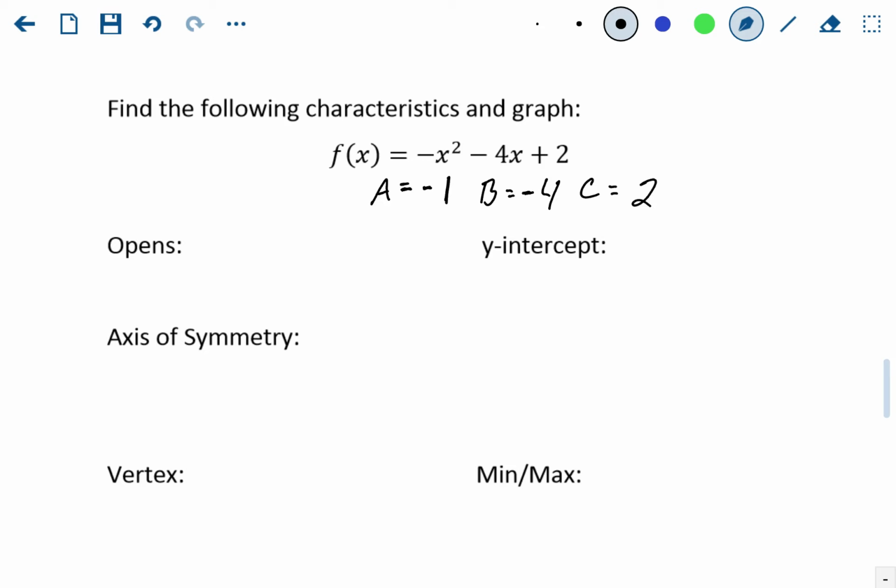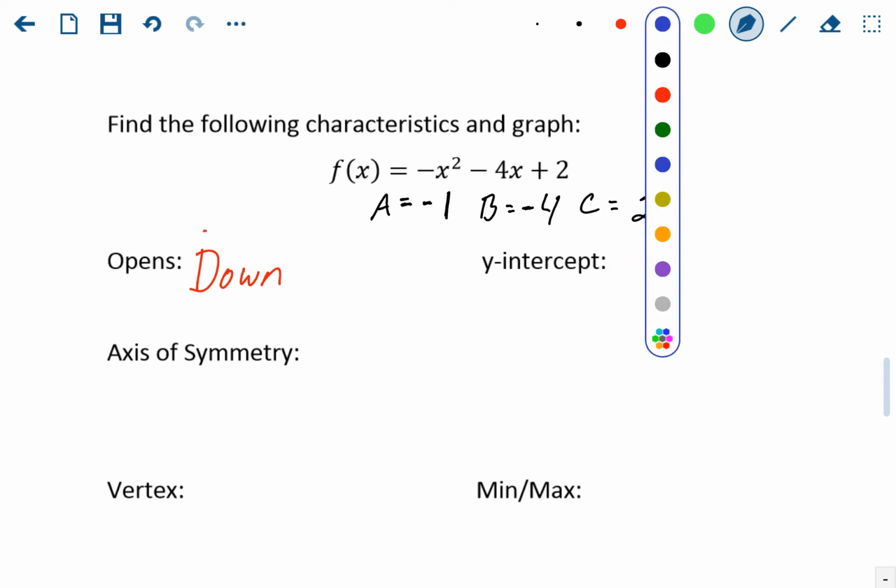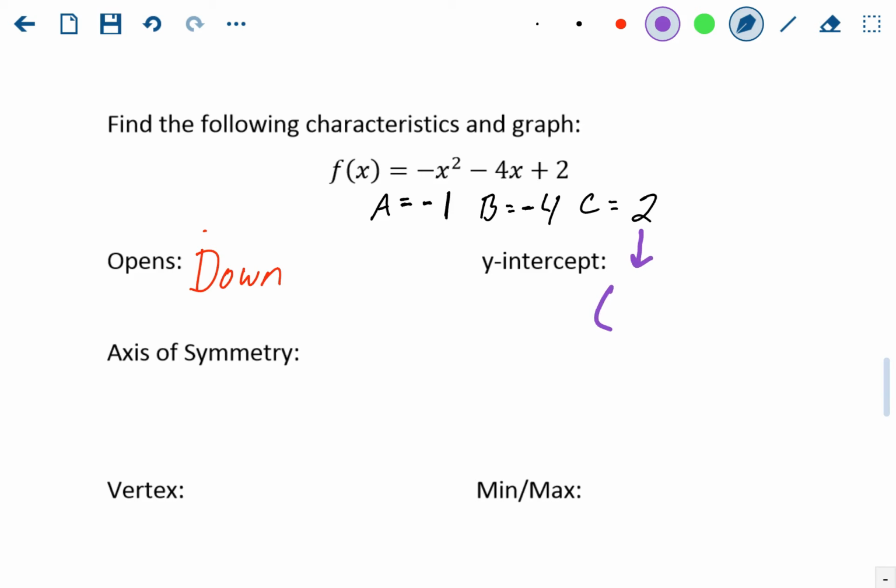All right, well, the first thing we can say about this graph is that we know the opening. We know it's going to open down. Why is it going to open down? Well, because your A value is negative. Since A is less than 0, it's going to open down. Another thing we could find without any work is the y-intercept. The y-intercept is always the C value. So your y-intercept is going to be at the point 0, 2.